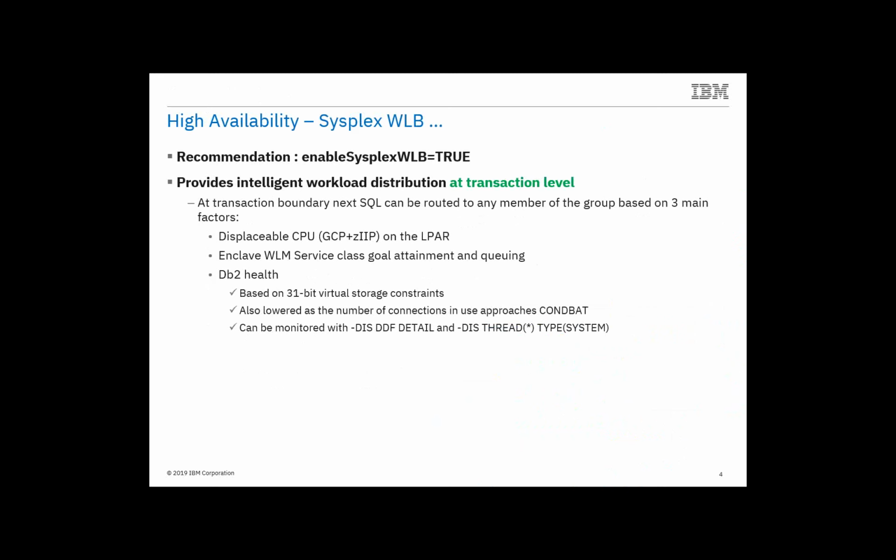So the intelligence in the driver, basically, it connects to DB2, DB2 queries WLM, and WLM tells the driver a list of members and their relative weights to say which member we should run the most transactions to. That weight is dependent on three key factors: displaceable CPU and zIIP, the enclave service class attainment based on its WLM goal for the distributed workload coming in, and then finally DB2 health, which is primarily virtual storage constraint, which should be kind of a no-op at this point in DB2 11 and 12, and also if you encroach upon your zparm CONDBAT. And then some other factors I'll talk about in the next slide.